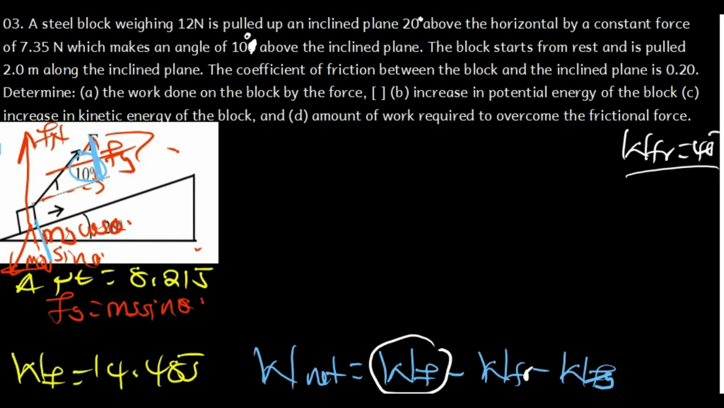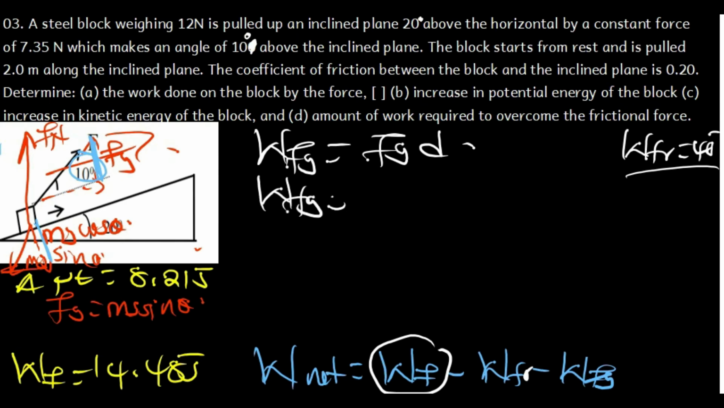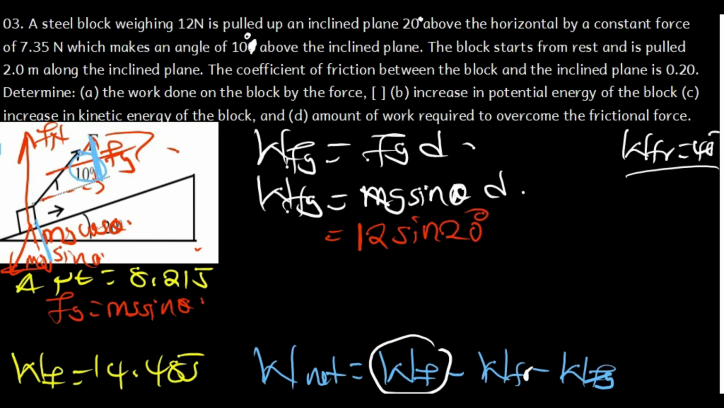To find the work done by Fg, it's going to be the Fg itself times the displacement. So the work done by Fg, Fg is mg sine theta, times the displacement. Let's plug in the values. Mg is 12 times sine theta, which is 20 in this case, because we're getting this theta here. So times the displacement. The displacement is 2.